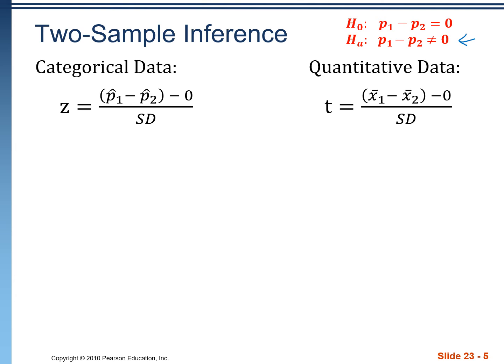If this was a quantitative data problem, it would be the same thing. We would just have mu1, mu2. Our hypotheses are always about population parameters, meaning it's always about p or mu. It's never about p hat or x bar because those are samples. They don't go in our hypotheses.